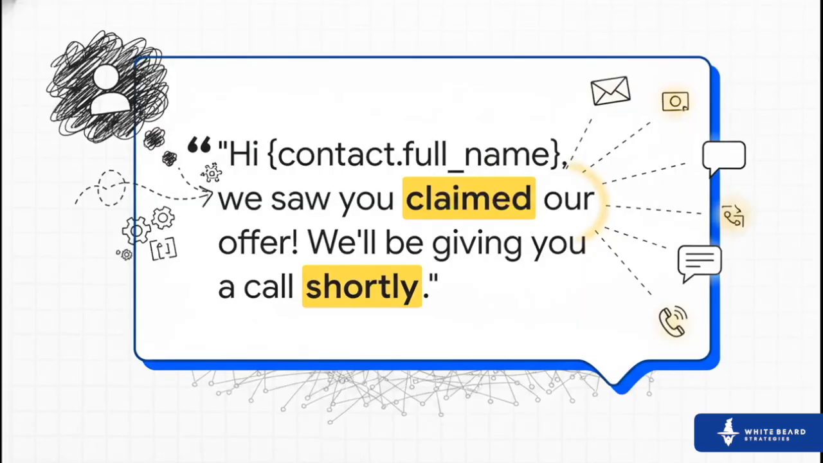Now, check out the personalization here. This isn't some generic, spammy text. See that little bit of code, the contact.fullname? That's a custom variable. The system automatically grabs the person's name from the form they just filled out and pops it right into the message. It feels personal, but it's 100% automated.